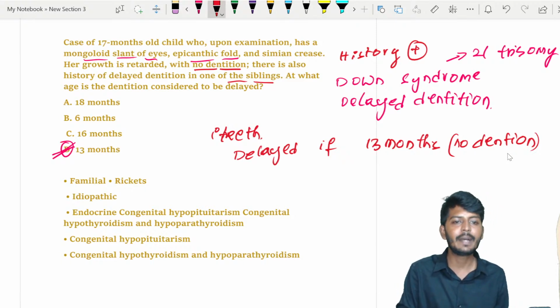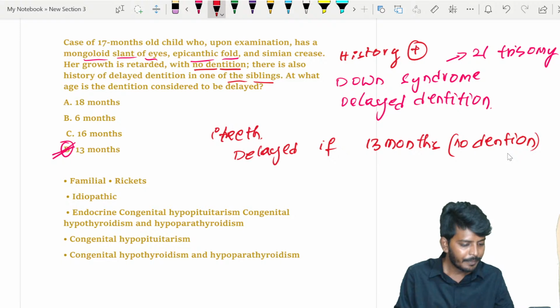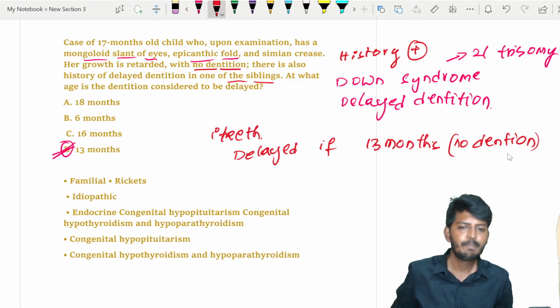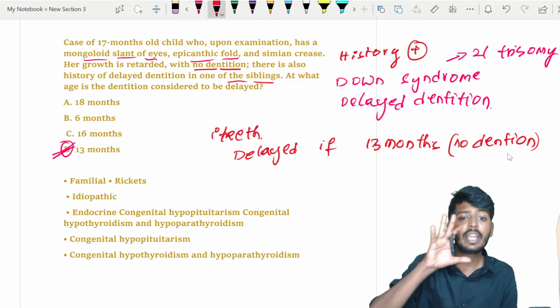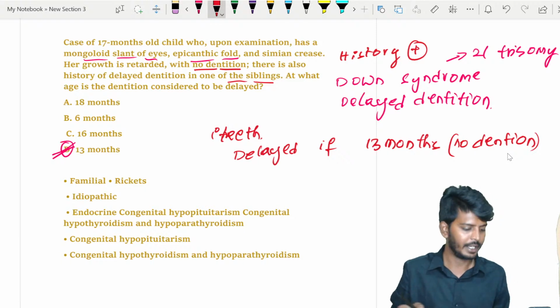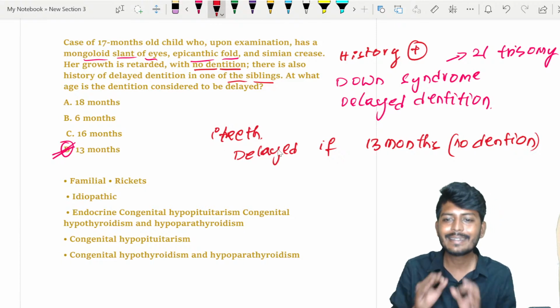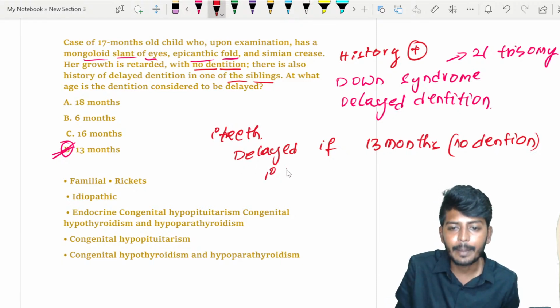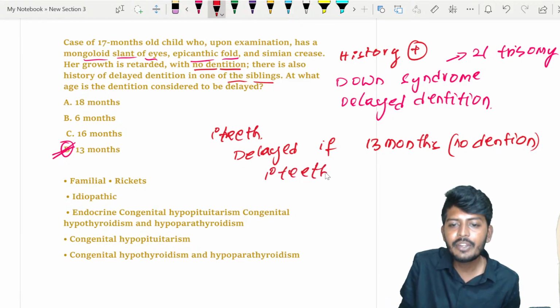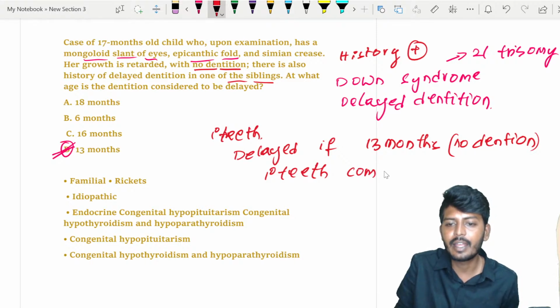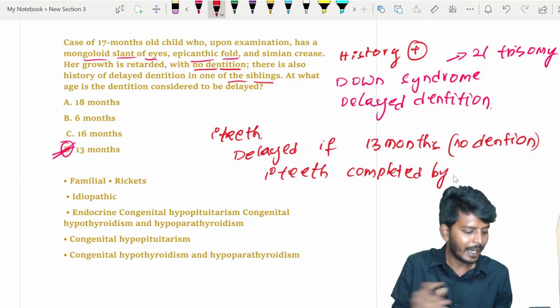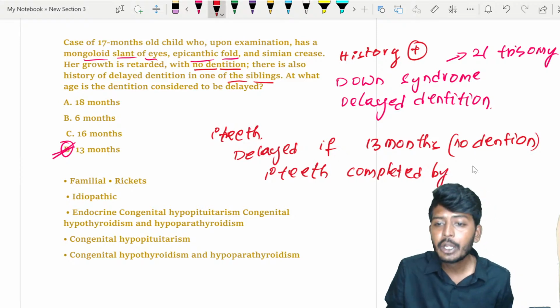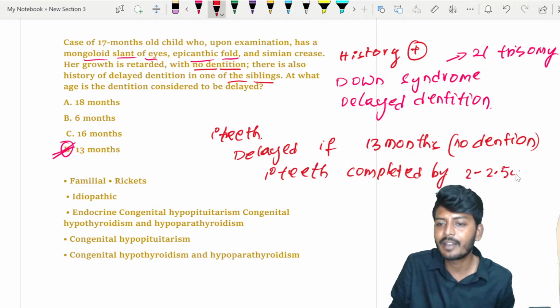At 6 months to 11 months, usually anomalies can be seen, but now we are talking about dentition. Here it is 13 months. Primary teeth are completed by which age? Again, this is also a question. Completed by 2 to 2.5 years of age.